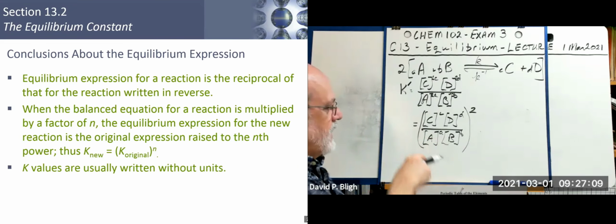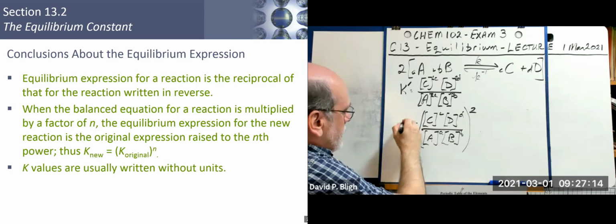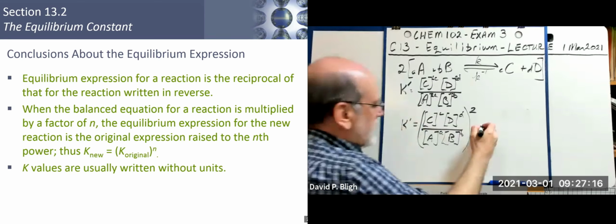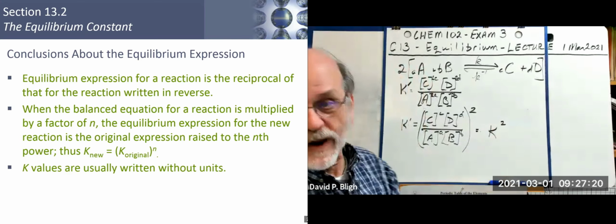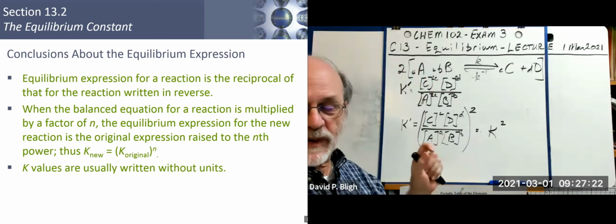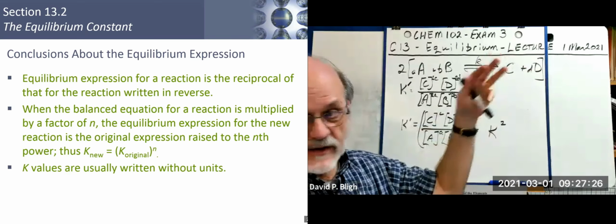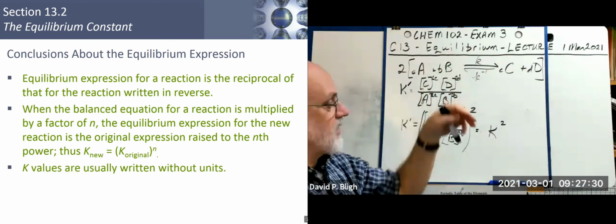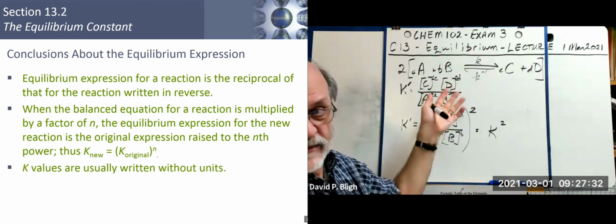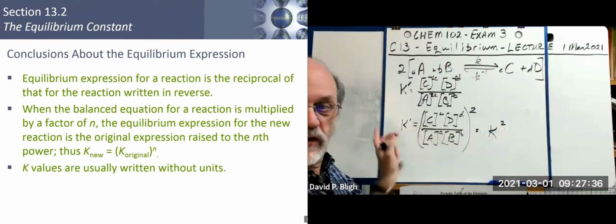So what does that mean? That means that the new value here is equal to the old value squared. So whenever you multiply a balanced equation by some factor, it doesn't have to be 2, it could be anything. It could be 1/2, or it could be 10, whatever it happens to be. That becomes the power of the old K to give you the new K.